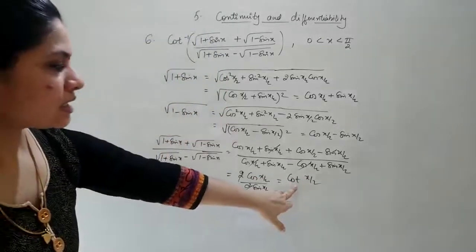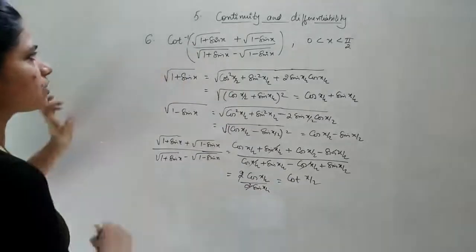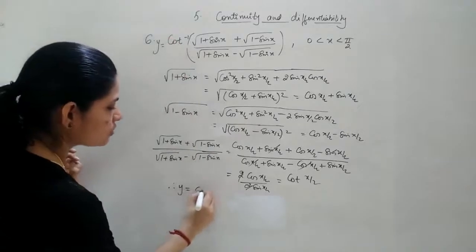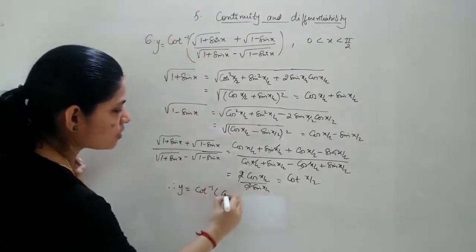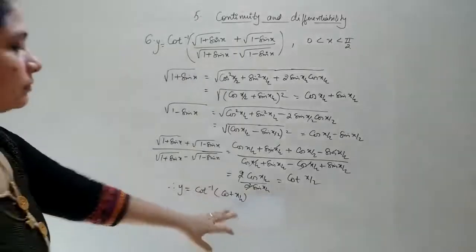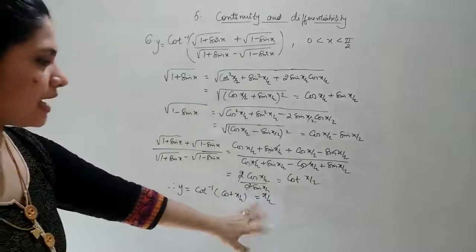Now since it is cot, we can replace it in the question. What is your question? It is y equal to. Therefore y equals cot inverse of cot of x by 2, and this will become x by 2. So now you got your y as x by 2.